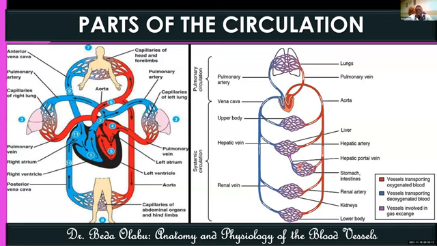So you have two capillary beds in the kidney. So that's also another example of a portal system. Those three examples are enough. At least you now know what a portal system is.